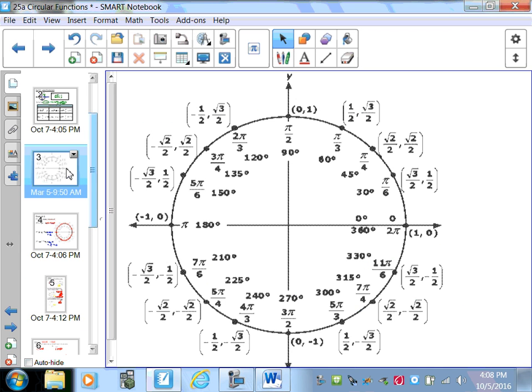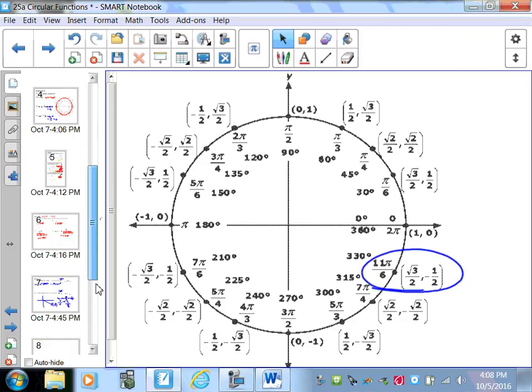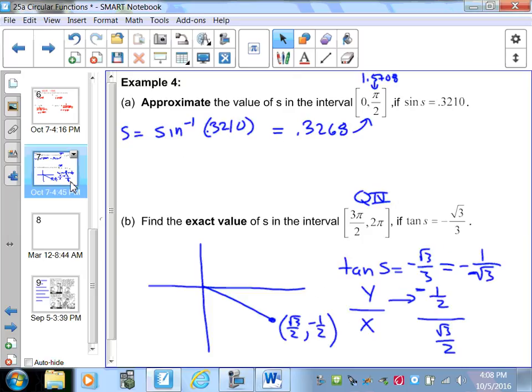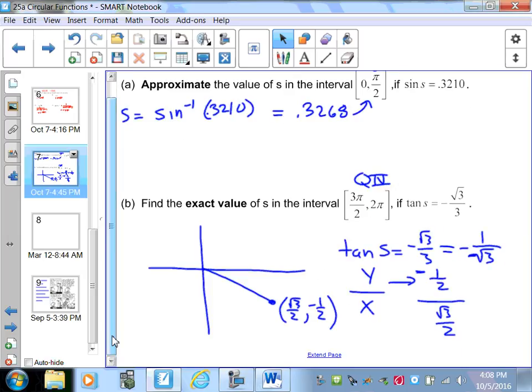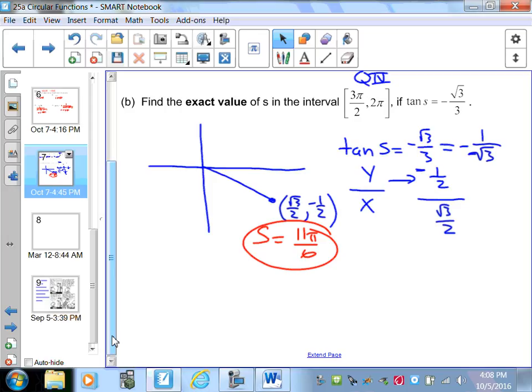Go back to here. Right? Your y is negative 1/2. And the x is root 3 over 2. So that tells me the original angle should have been 11 pi over 6. So for this one, s is equal to 11 pi over 6. That's where that happens on the unit circle.